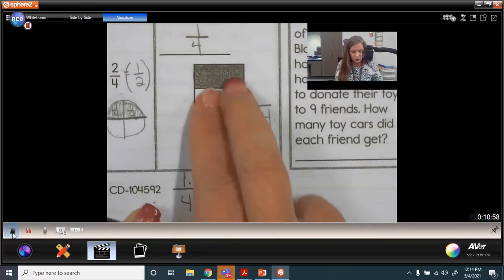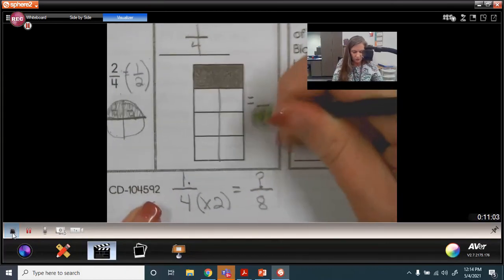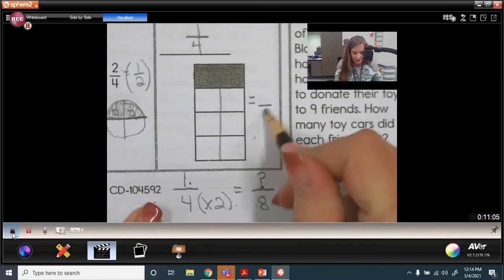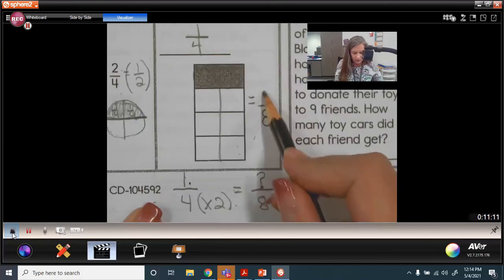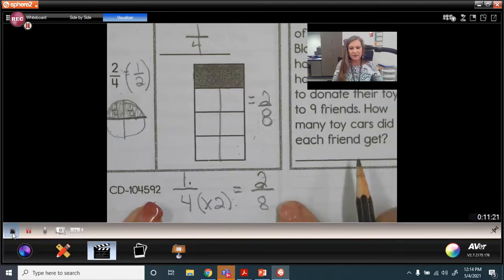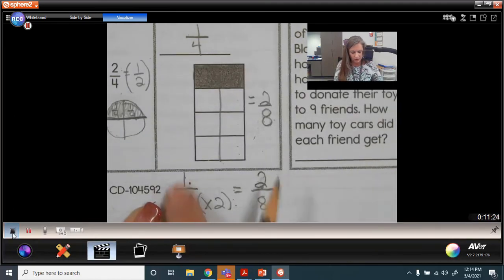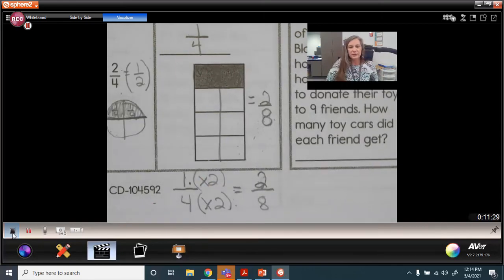So now I have 2, 4, 6, 8. So now my denominator is no longer fourths, but now it is 8ths. And 2 of my 8ths is going to be equivalent to 1 of my fourths. So remember, when you cut your fourths into 8ths, 2 of the 8ths are going to be equal to 1 of the fourths because you're cutting and you're doubling your pieces. And doubling your pieces would be you're multiplying by 2 or doubling.